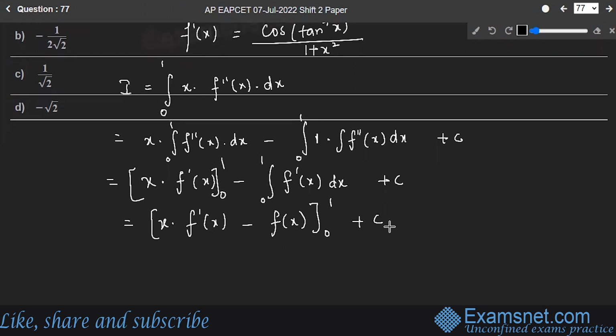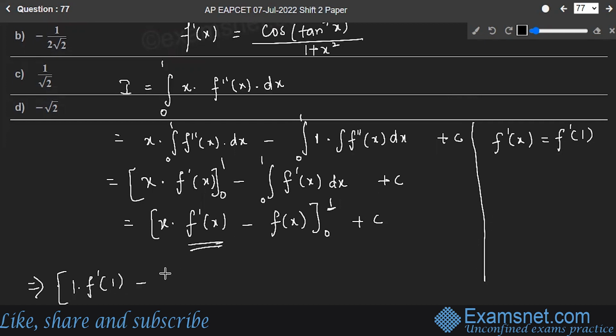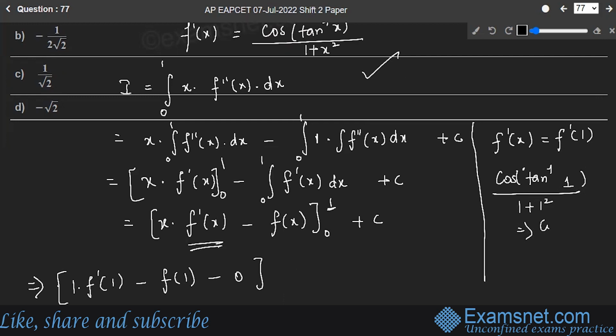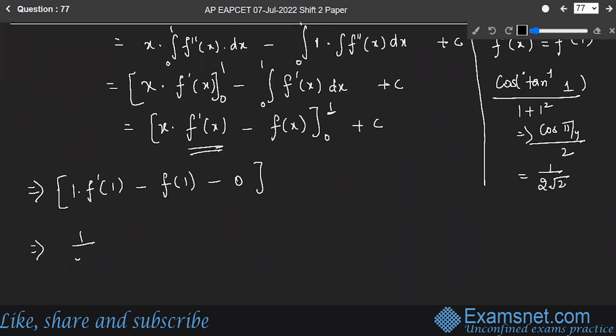Now let's fill in the values. First thing, you need to find out the first derivative at x is equal to 1, right? So actually this can be written as 1 into f dash 1 minus f 1 minus 0. Let's find out f dash 1. This was equal to cos of tan inverse of 1 upon 1 plus 1 square. Tan inverse of 1 is pi by 4. So cos pi by 4 upon 2. Cos pi by 4 is 1 by root 2. So this will be equal to 1 by 2 root 2.